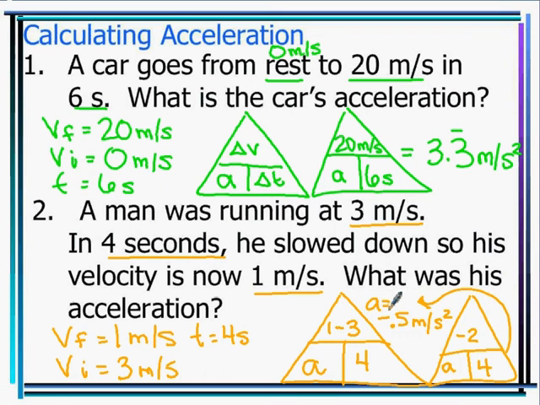Can you get a negative number? Absolutely, because remember we said acceleration can be positive or it can be negative. It can be speeding up or slowing down. And we can even see in the problem that it gives us an example of him slowing down from 3 to 1. So his acceleration is negative 0.5 meters per second squared.